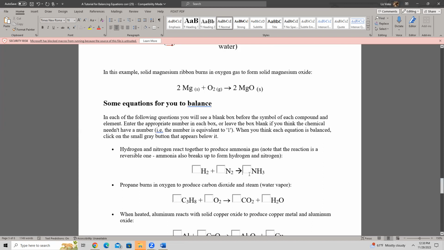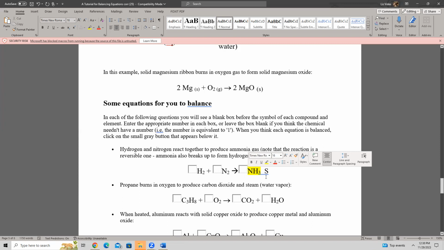Looking at this one, you can see this is a synthesis. Why? Because this is one product that was formed from two different reactants. So that's the key to knowing which one is which.